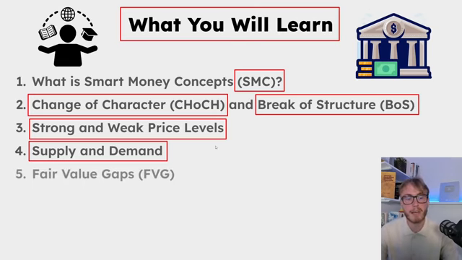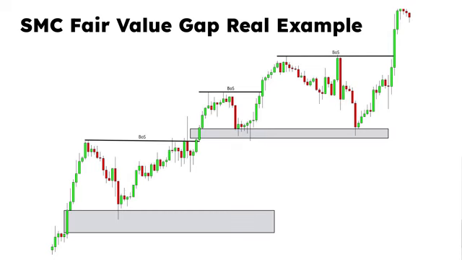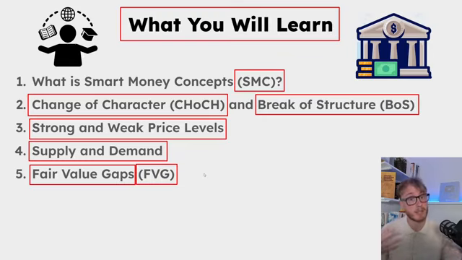In chapter 5, it's time to cover fair value gaps, or for short, FVG. This right here is a very important smart money concept to understand, and I will go over everything you need to know in a simple, step-by-step manner.